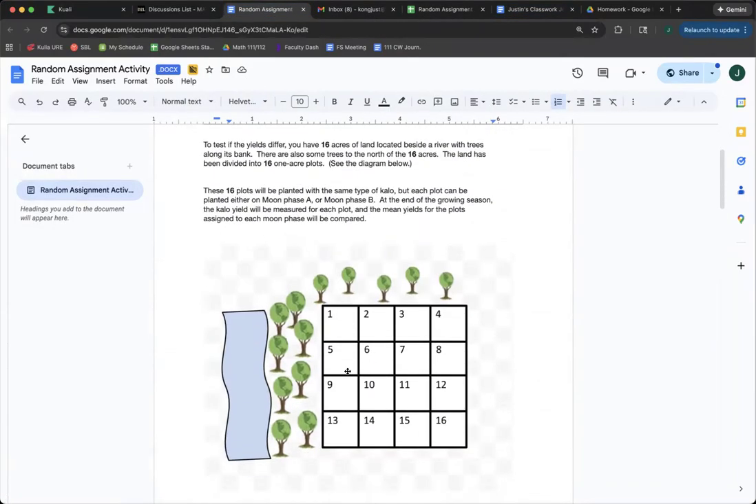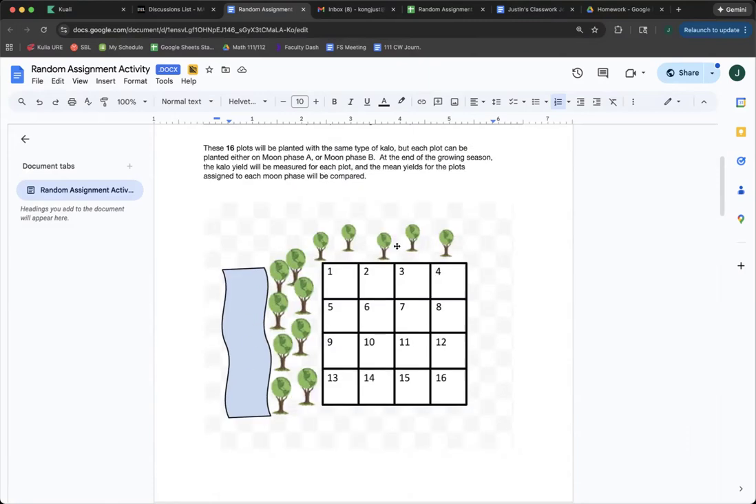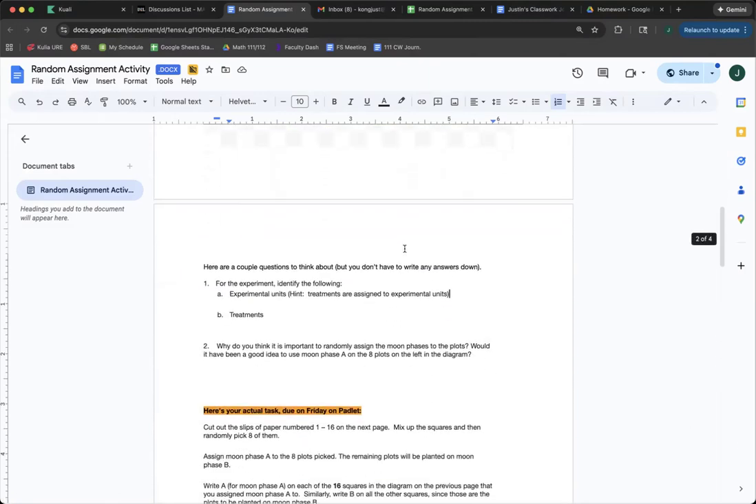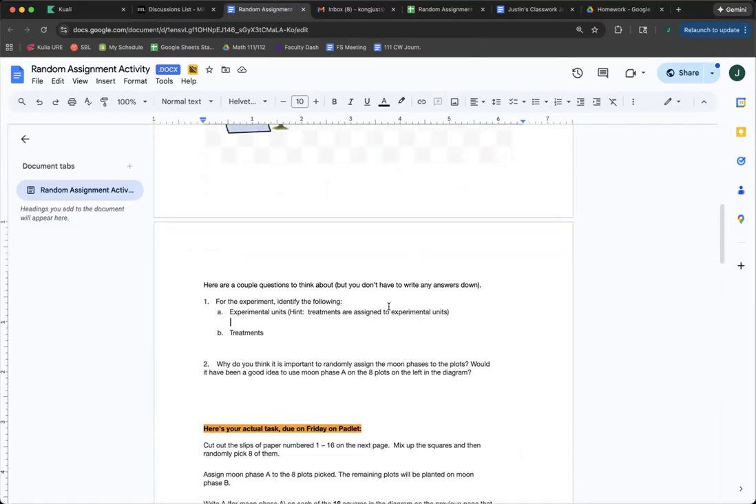Okay, so if you recall, we had the plots of land, right? And then we had the trees on the left of the river, and the top had a bunch of trees. I forget if we talked about this last time, but for the experiment itself, the experimental units, here's a hint: treatments are assigned to the experimental units. So what are the experimental units here? Those would actually be the plots of land. And that's where you have the A or B or whatever, yeah?